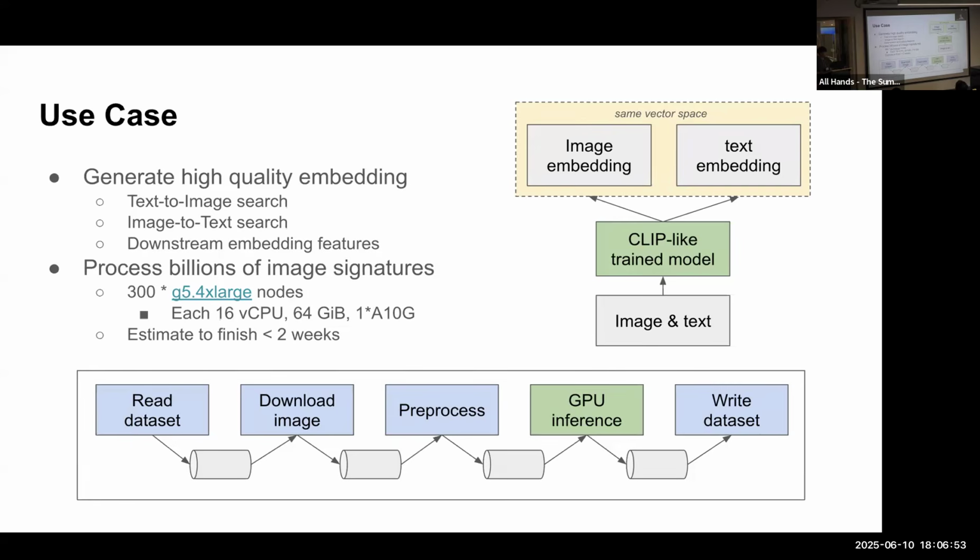The scale that we're looking at is we're trying to process billions of images, going to use 300 G5.4xlarge nodes, which come with 16 CPU cores, 64 gigabytes, and 1 GPU in each node. And we estimate to finish it within 2 weeks. Below is what the pipeline looks like. We have Ray Data set up there, so we can read the data, download the image, do the pre-processing, and then feed into GPU inference, and finally write to the data set. Sounds very naive and straightforward. We also thought that at the beginning.